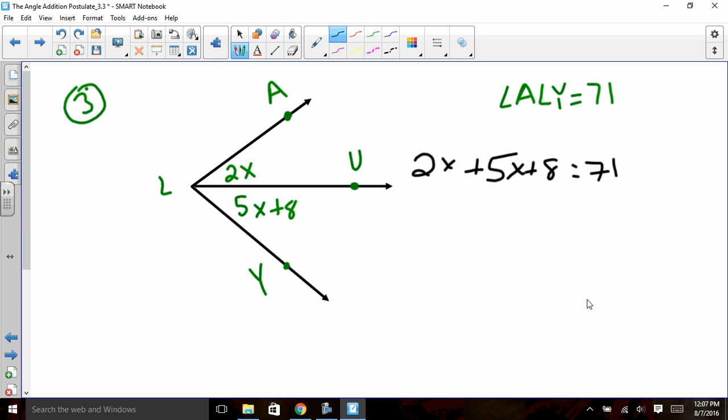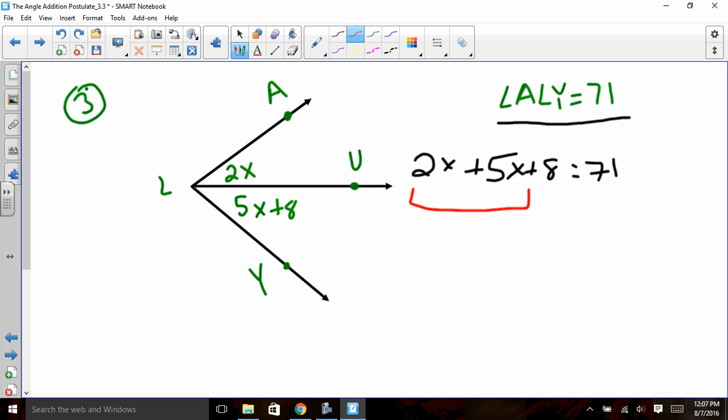The reason I know this is just like with all the other problems, we've been taking our pieces, adding them together, and setting it equal to whatever it's telling me the big angle is. I see over here to the right, my big angle is a total of 71, so we only have 71 degrees to work with. So I'm going to go ahead and combine my like terms.